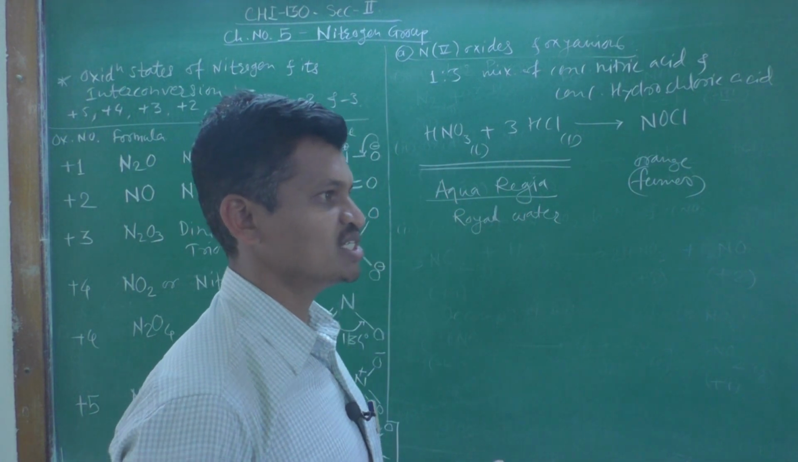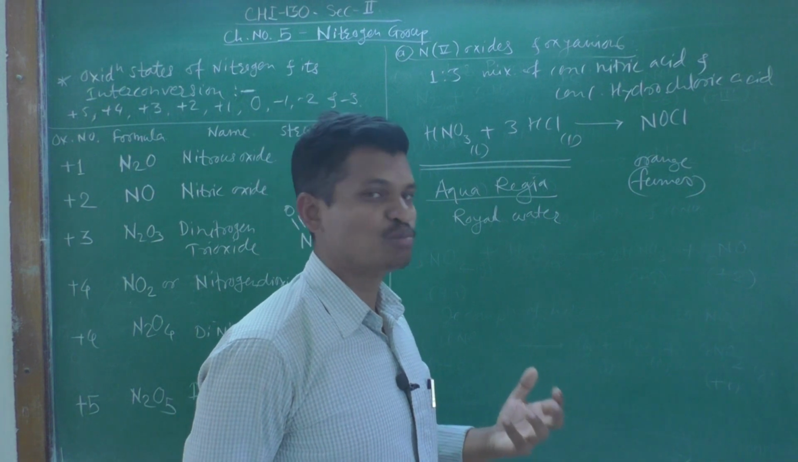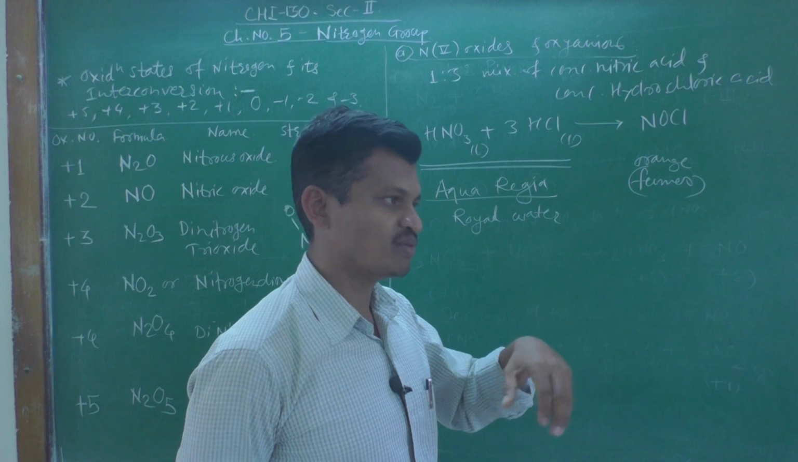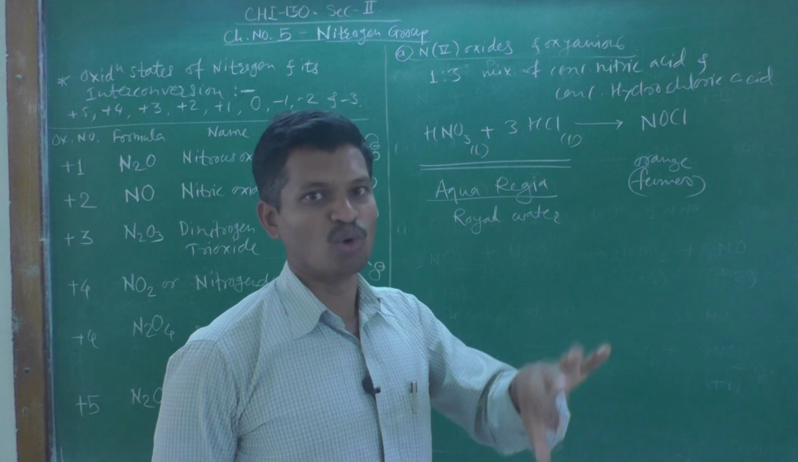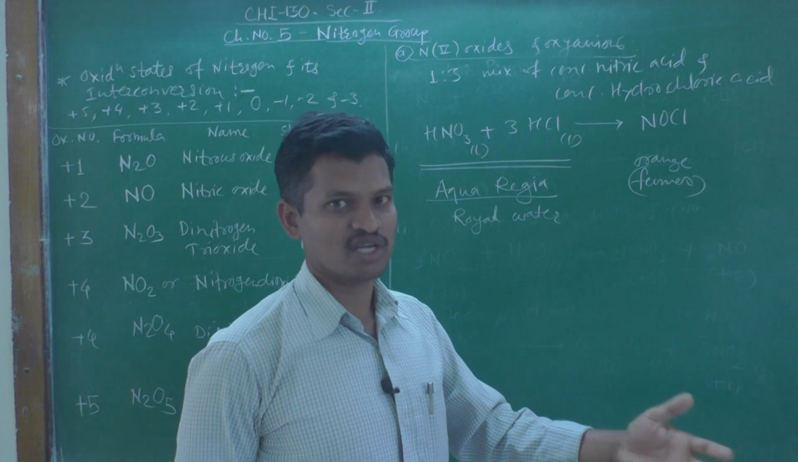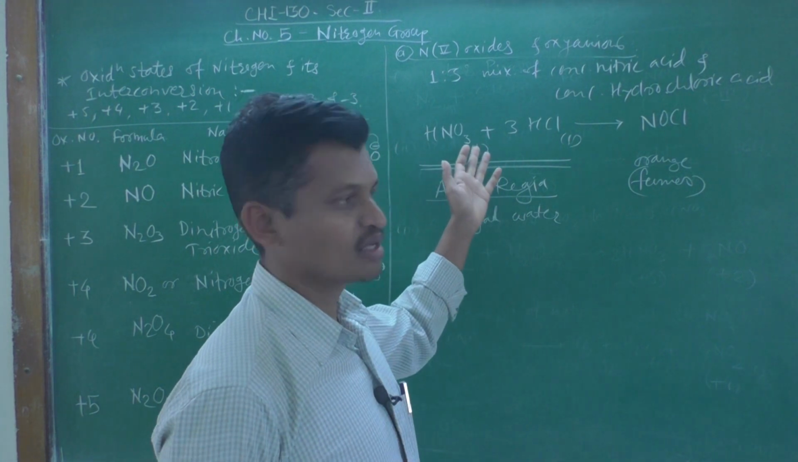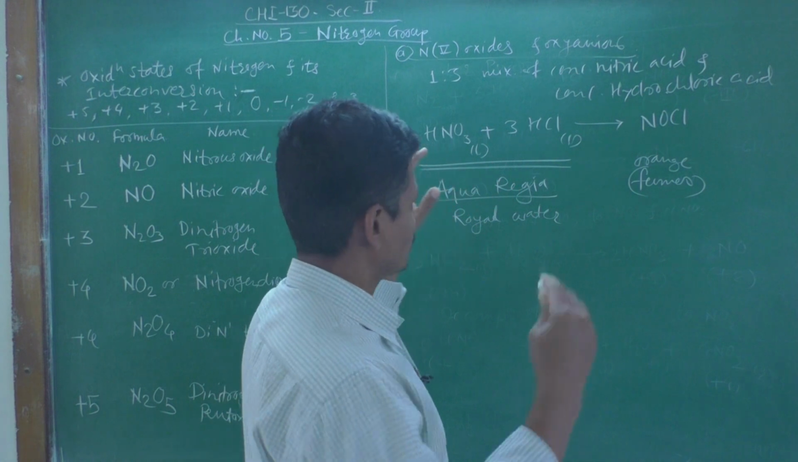And hence the alchemists are the group of scientists who were involved in the conversion of all elements into gold. Such chemists are known as alchemists, and they prepared aqua regia for the first time. So, come to the point.